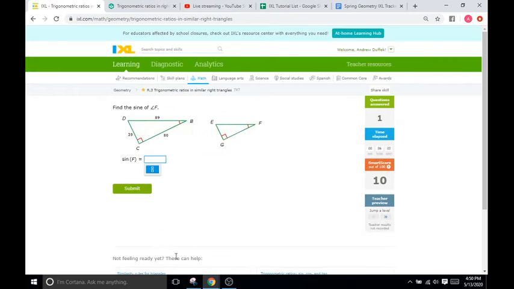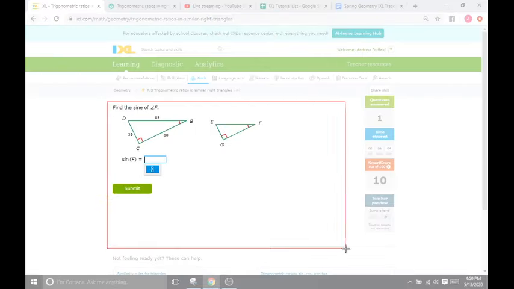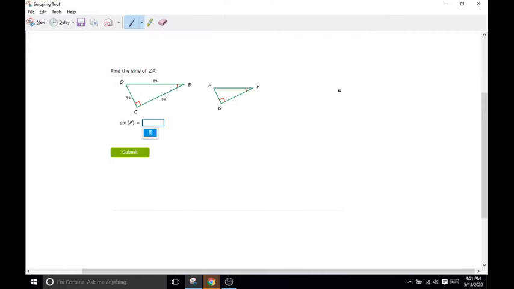Okay, next. This question is asking for sine of F. Remember, sine is opposite over the hypotenuse, the SO in SOHCAHTOA. It says sine of angle F, so we're going to go over here. This is angle F, and we want the opposite over the hypotenuse. Remember, the hypotenuse is always the opposite side of where that 90-degree angle is.